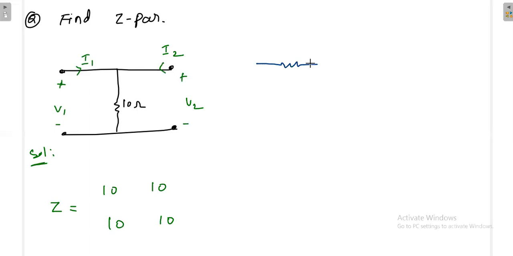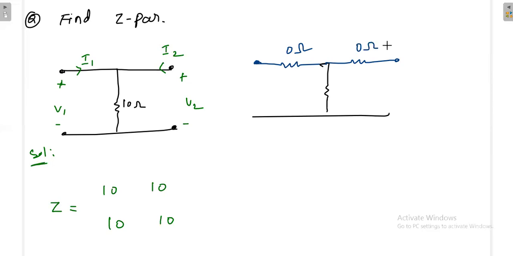Okay, but here, we'll imagine like this, but this is like 0 ohm. 0 ohm means it is like short circuit. What is the meaning of 0 ohm? Resistance 0 means it is like short circuit. Again, this is short circuit.